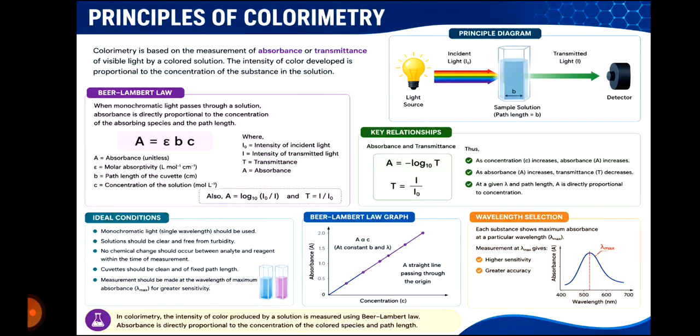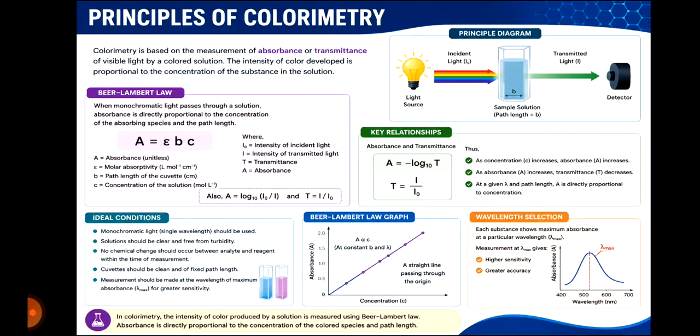The ideal conditions for colorimetry are as follows. It should have monochromatic light, a light with a single wavelength. The solution should be clear and free from turbidity. No chemical changes should occur between the analyte and the reagent during the time of measurement. The cuvette should be clean and of fixed path length. Measurement should be made at the wavelength of maximum absorbance for greater sensitivity.